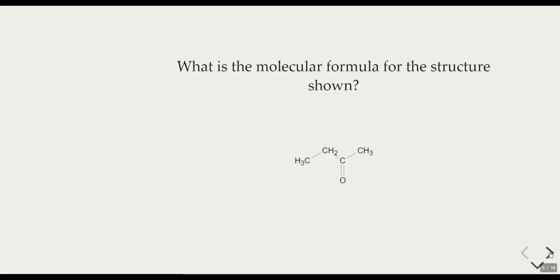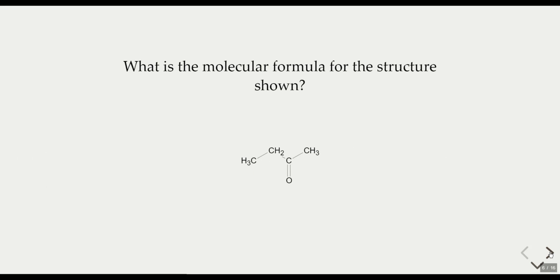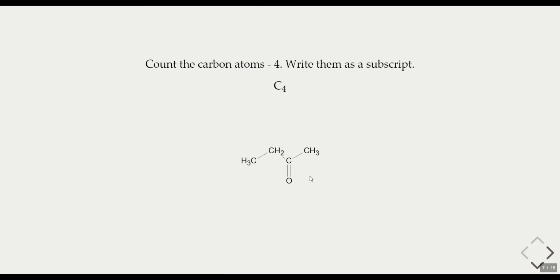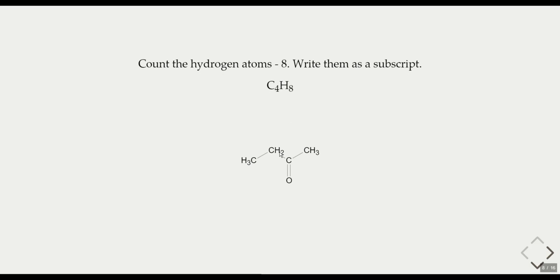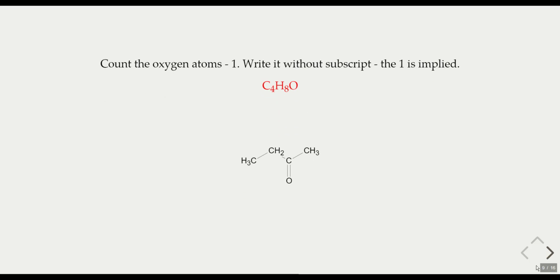Let's try another one. This one is also a two-dimensional structure, but they're showing you a little bit more. It's not just all sitting in a line, but other than that, it's the same kind of thing. Counting the carbons, looks like we have 4 of them. 1, 2, 3, 4. And then we count the number of hydrogens: 1, 2, 3, 4, 5 here, 6, 7, 8. That's why we put a subscript 8. And then the oxygen at the end. So it's C4H8O for the formula.